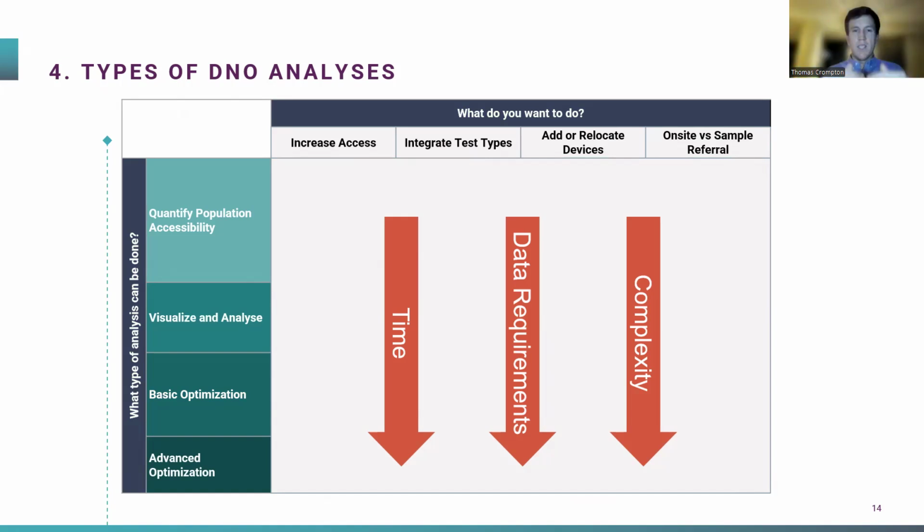As we move down this table, it's going to require more time, it's going to require more data, and it's going to be more complex and probably cost a bit more. So those are things we need to understand and figure out what's the best solution for our context. Maybe we want to do a whole complicated analysis, but we don't have the time or the data requirements, and we might need to start off with something simpler, see what those results look like, and maybe those will be suitable.